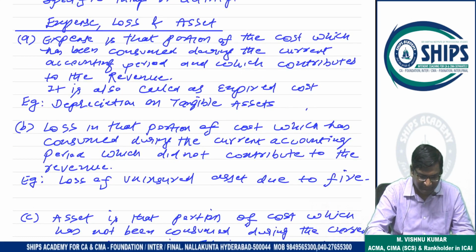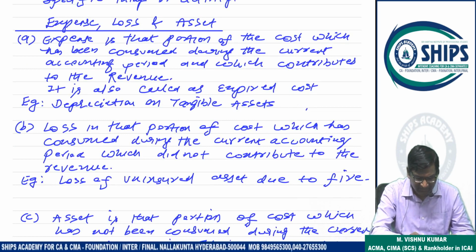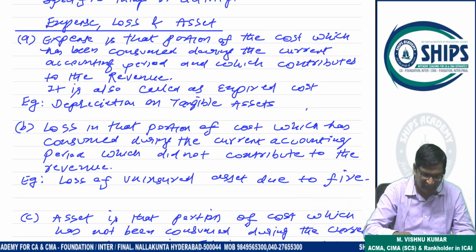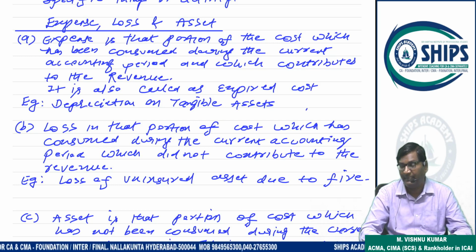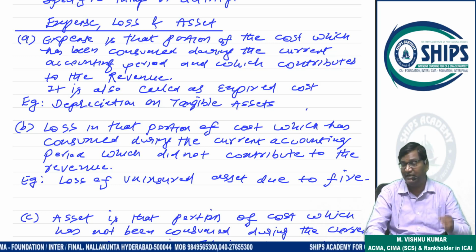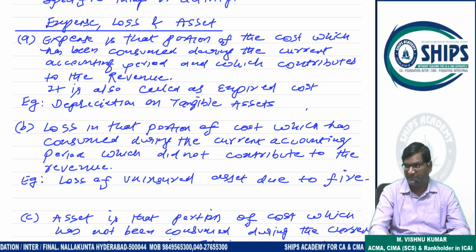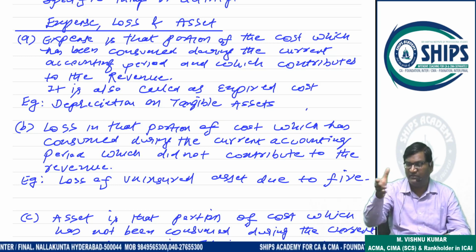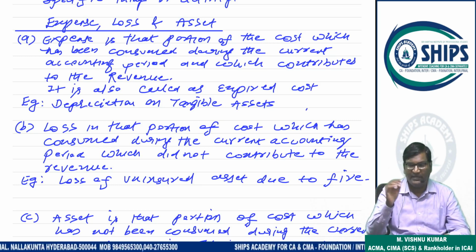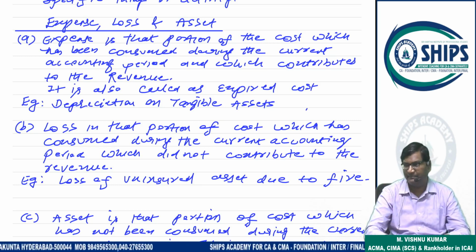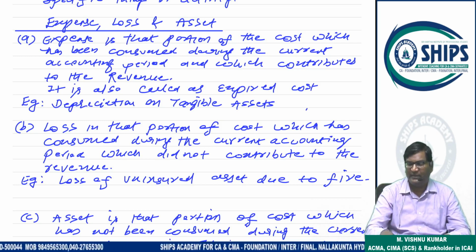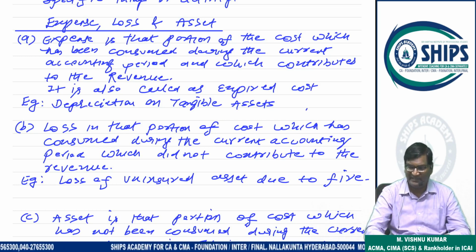Now next, expenses, loss and asset. This is also very important for you to understand. Expenses means whatever cost we incurred, from that if you derive the benefit and that benefit is consumed within a short period of time or short span of time, then that will be recognized as expense.